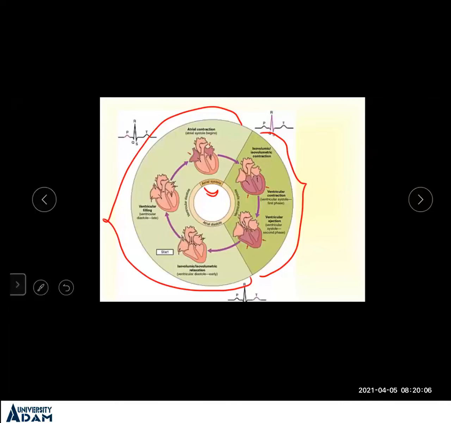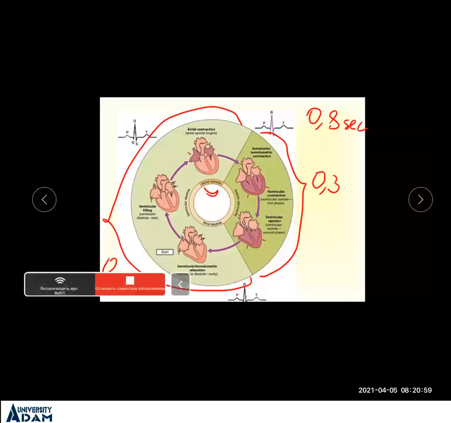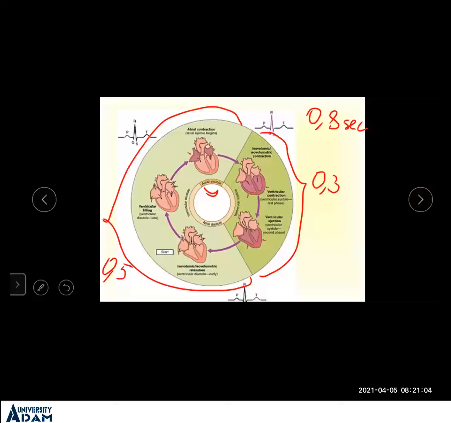So how long is diastole? How long is systole? Which one is longer? Diastole is longer, ma'am. You can see in this picture also that it is longer. If we take the average, one cardiac cycle is 0.8 seconds. Systole is 0.3 and diastole is 0.5, so the total will be 0.8, the total duration of one cardiac cycle.